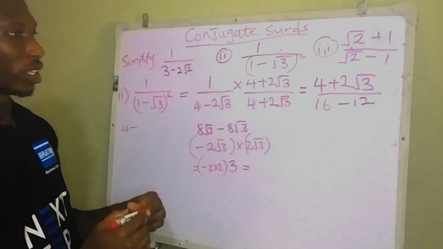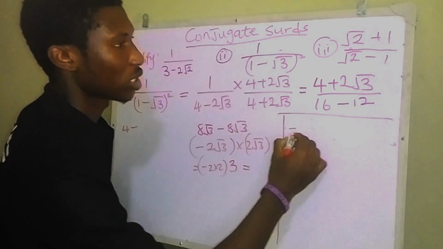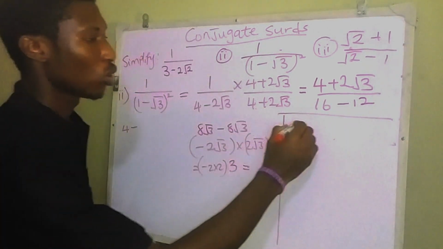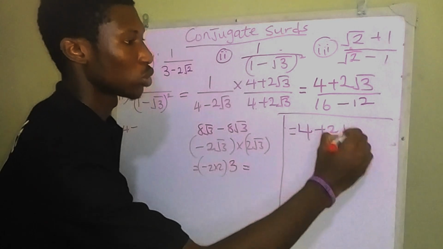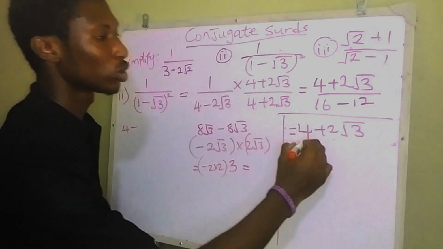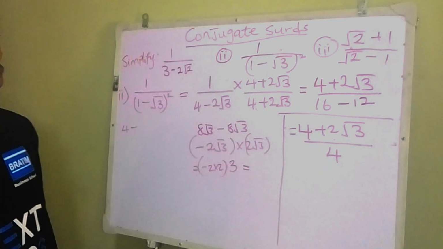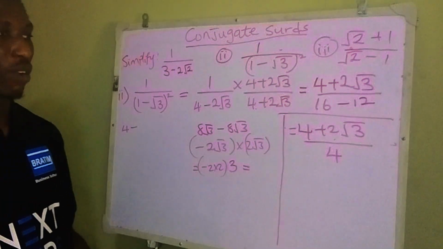Now, since we have it like this, our final answer, let me draw this line here. Our final answer will be 4 plus 2 square root of 3 over 16 minus 12, which is what? 4. So our final answer here will be 4. So this will be my final answer.